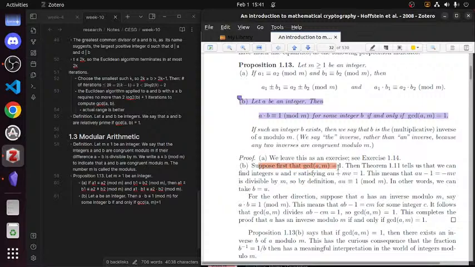Suppose that GCD of A and M equals 1. A times B. Where's the part where it said the whole A times B? Oh, here. Sorry. It's right here. Literally, I need to put this in red.